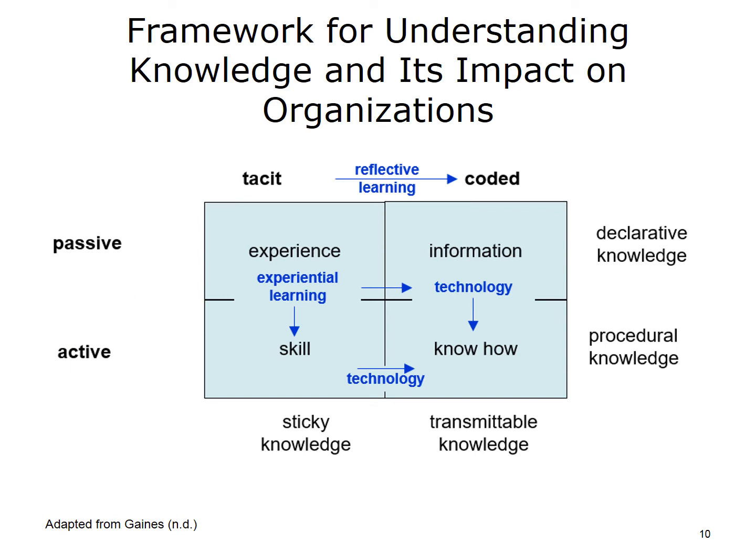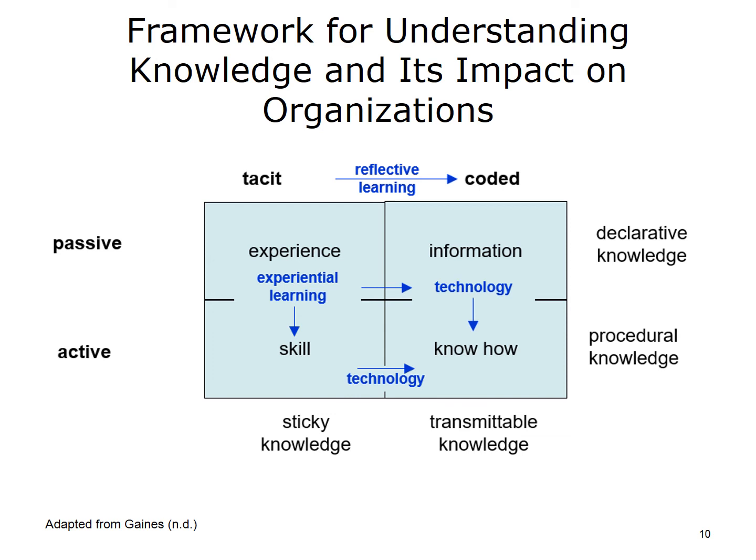The 2x2 diagram adapted from GAINS shows the relationship between passive, active, tacit, coded, sticky, transmittable, and declarative and procedural knowledge. A third dimension was added to this framework: declarative and procedural knowledge. In the left upper quadrant is experience. Experience is both passive and tacit knowledge.